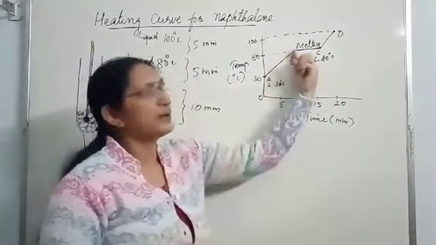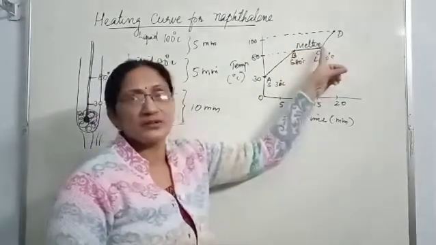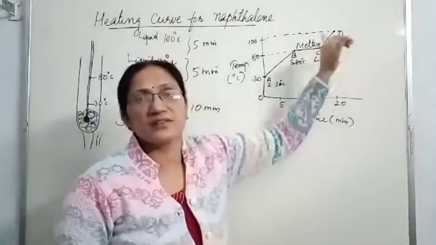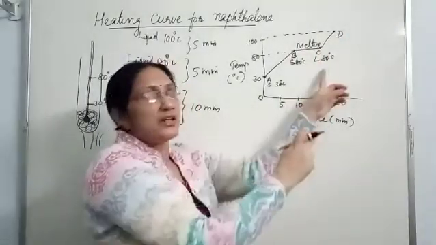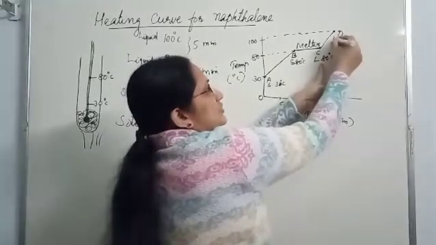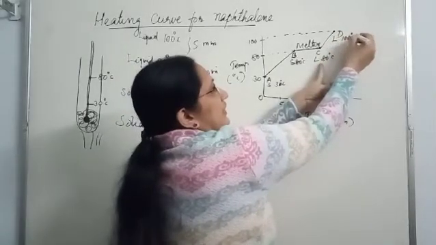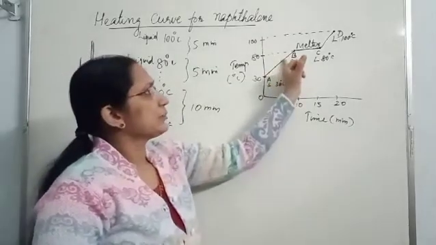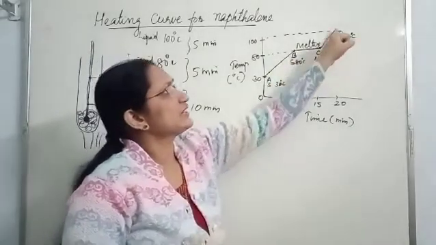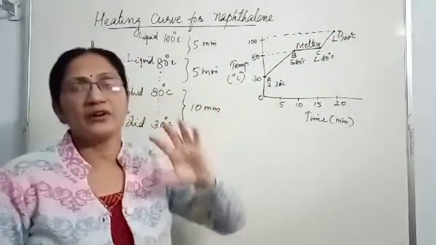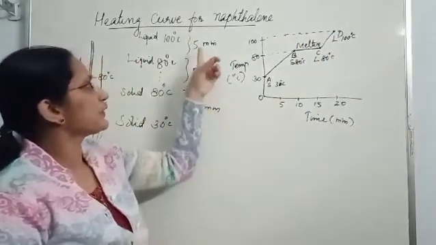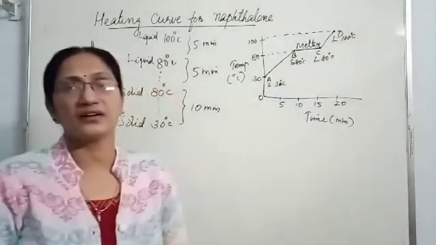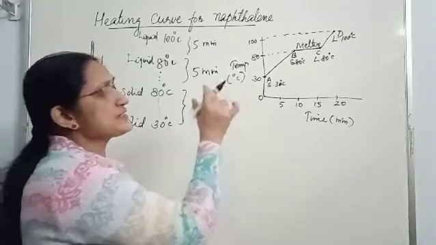During the section AB, temperature rises. During the section BC, melting or fusion happens. Again, during the section CD, liquid naphthalene at 80 degrees Celsius changes to liquid naphthalene at 100 degrees Celsius. So here temperature changes, here state changes, here temperature changes. Finally, at the end of the 20th minute, 10 plus 5 plus 5, in the vessel there is liquid naphthalene at 100 degrees Celsius. So this is the heating curve.